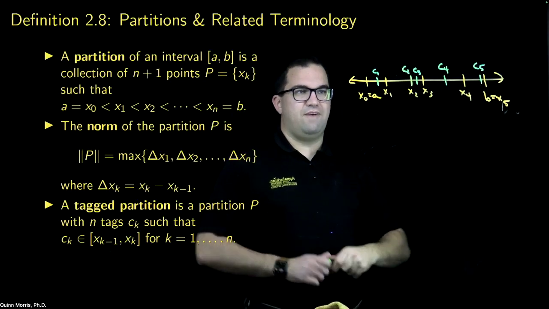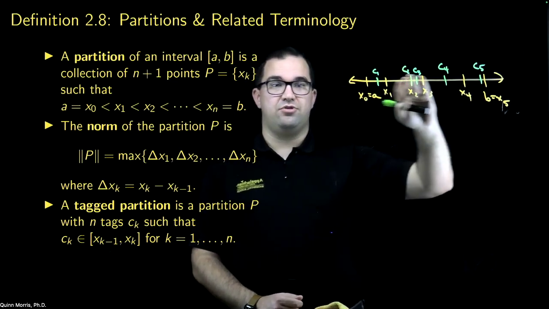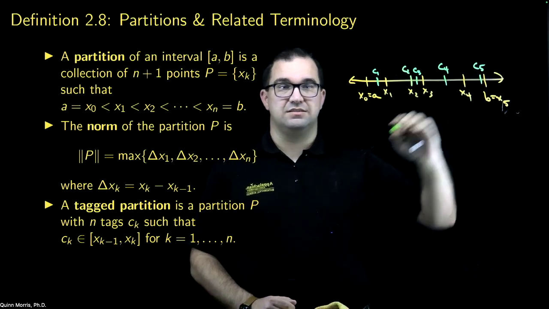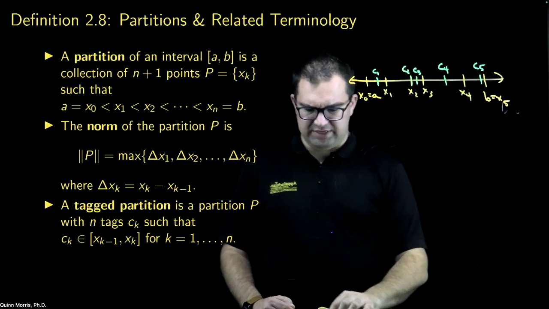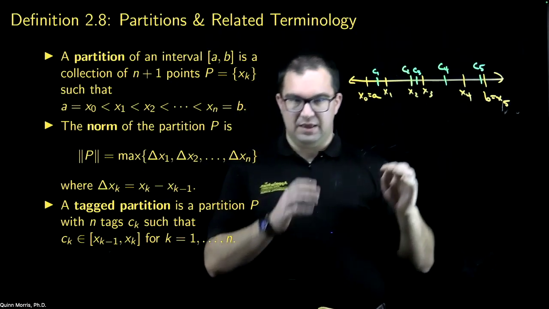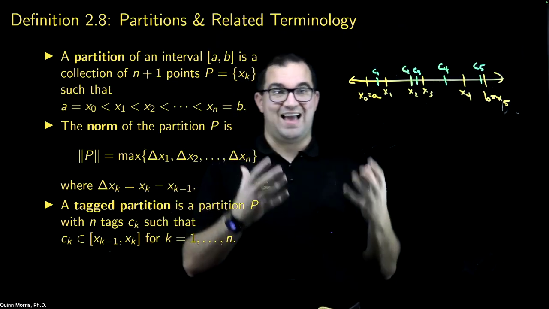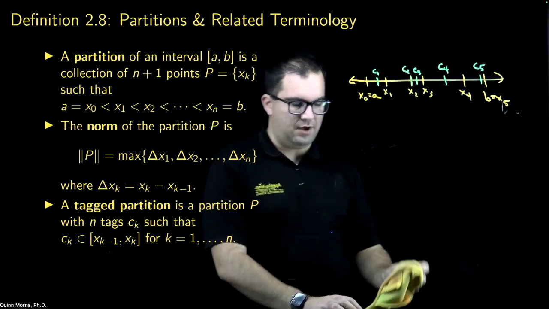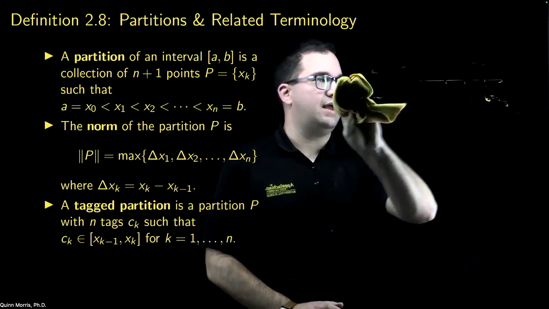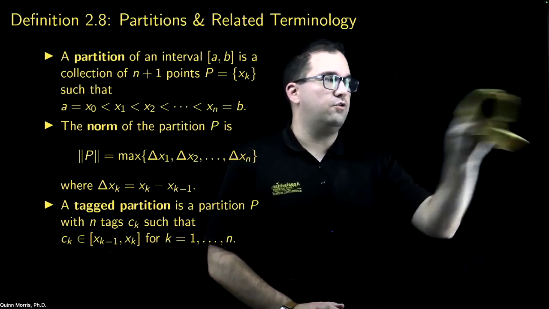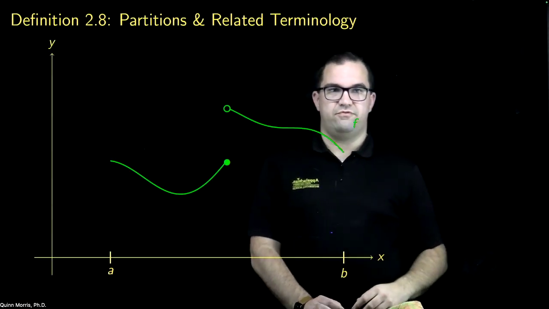Now if I take this partition, these x values, together with this collection of tags, this is what's called a tagged partition. In some ways it's helpful to think of it as a partition together with a set of tags, and that forms a tagged partition. Now, let's see how all of this is going to help us when we get over here. So let's go back to this problem of finding the area.